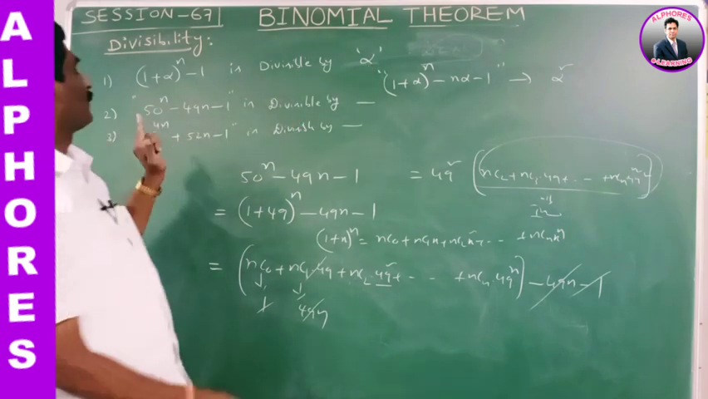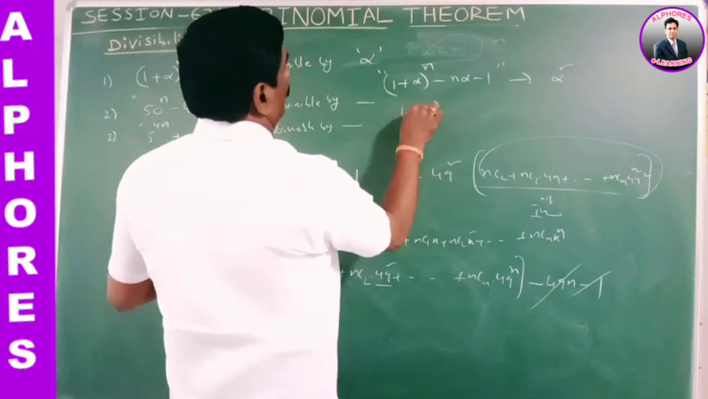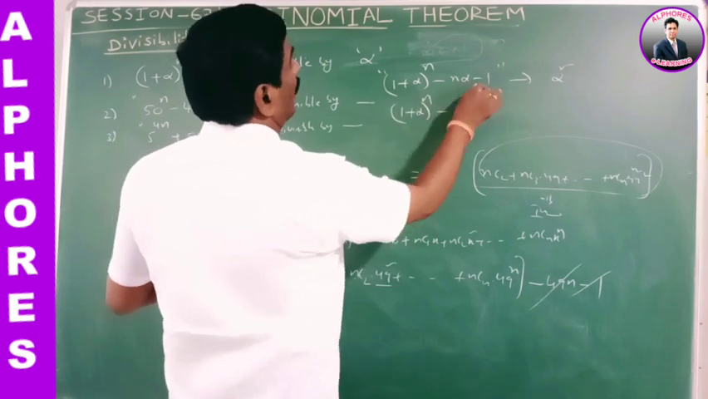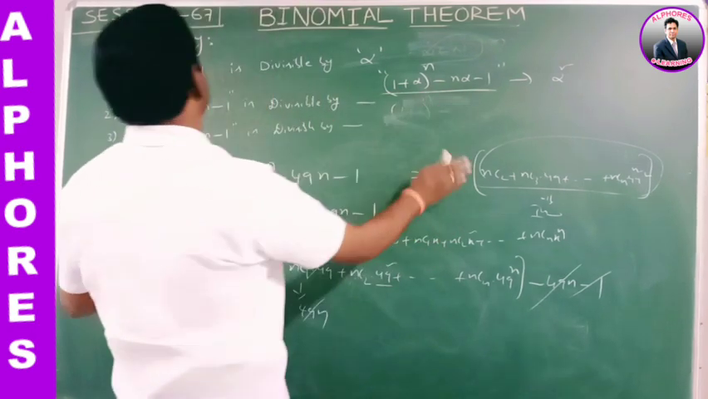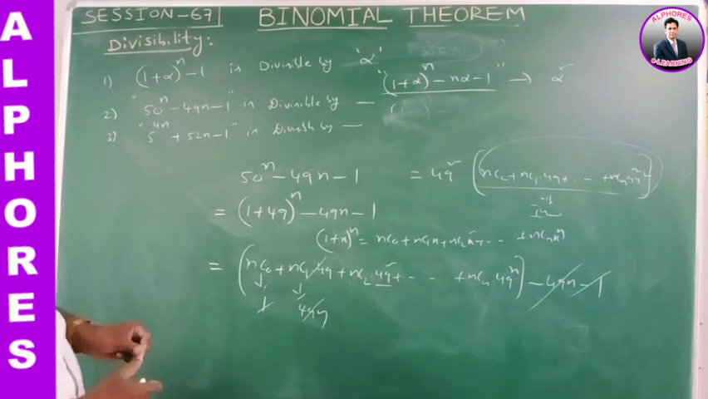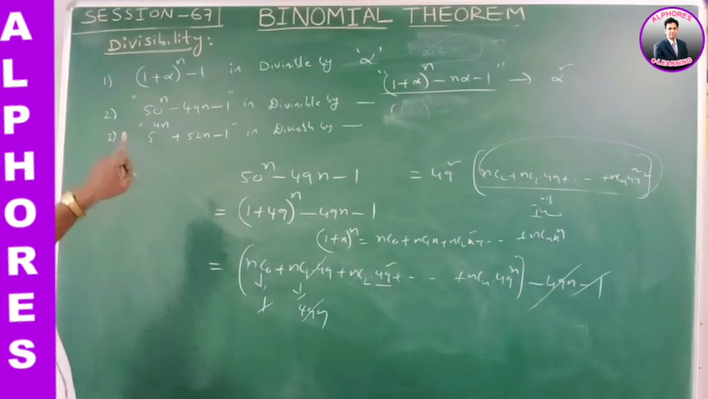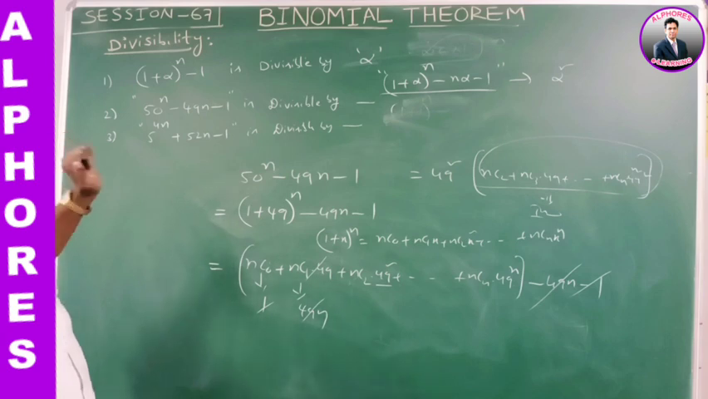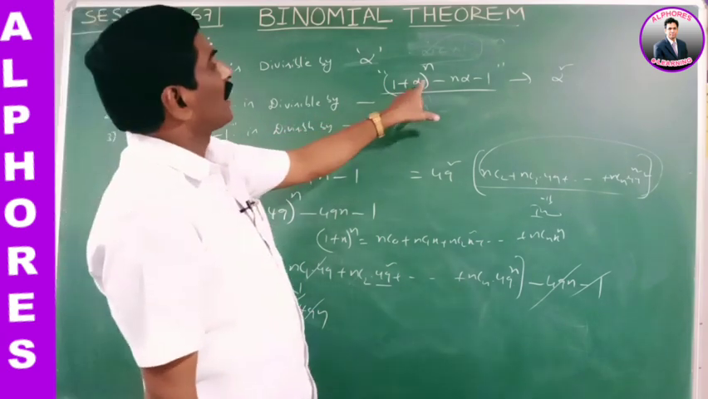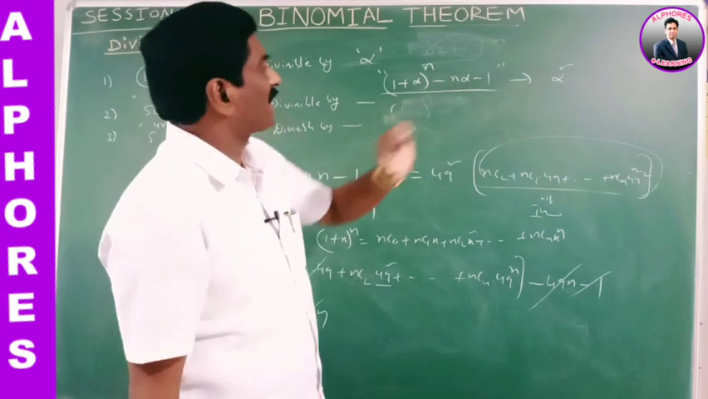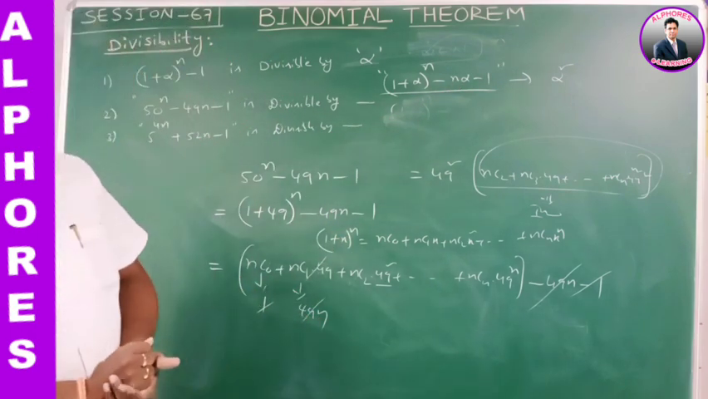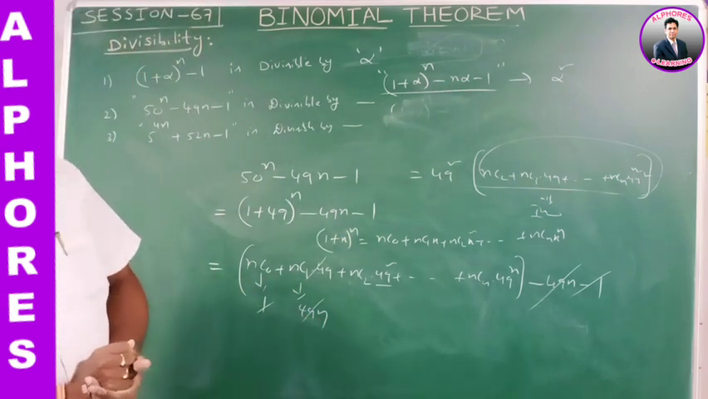Next, (1 + alpha)^n - n alpha - 1. This value is always divisible by which value? Alpha squared. Please note that value.